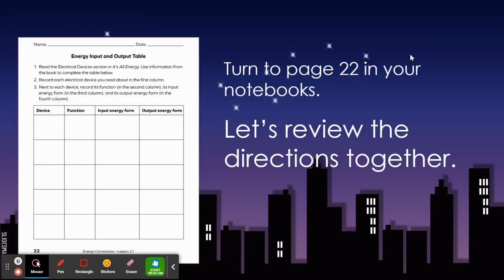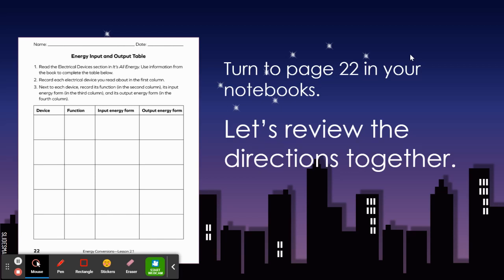So what you're going to do, you're going to turn to page 22 in your investigation notebook. If you don't have it, it is also in Seesaw. Let's read the directions, and we'll do the first one together. We read the beginning of the electrical devices section, and we're going to use the information to complete our table. Record each electrical device you read about. After we do a sample together, you're going to read the rest of pages 15 and 16, read about the rest of the devices, and complete this table.